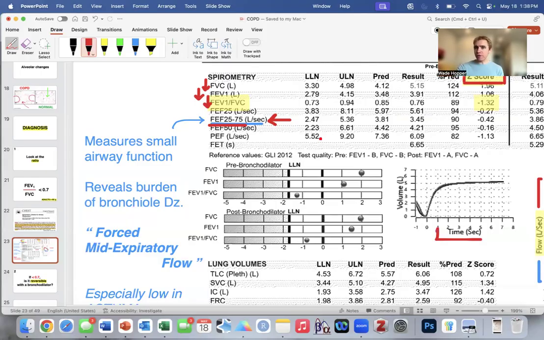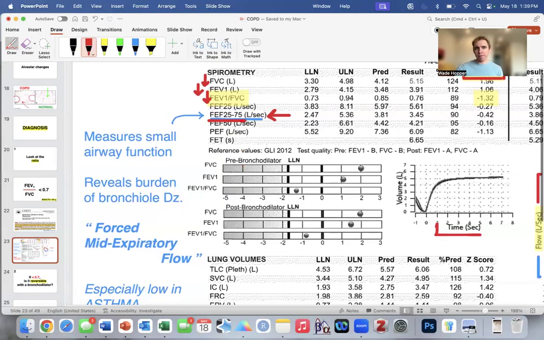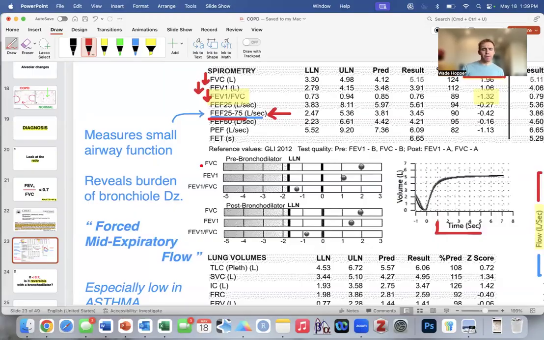So this is a proxy for bronchiolar disease and small airway disease, and FEF 25/75 is going to be definitely diminished in patients who have COPD and asthma. It's a measure of small airway function.